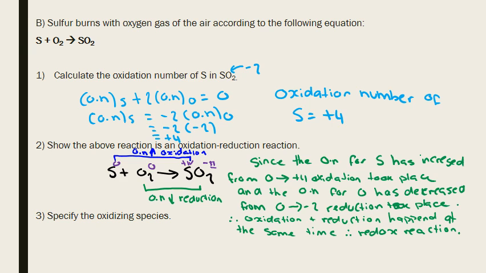Question 3 says specify the oxidizing species. So this is the O2, because it's capable of gaining electrons, or because it's gained electrons. So specify, we have to justify.